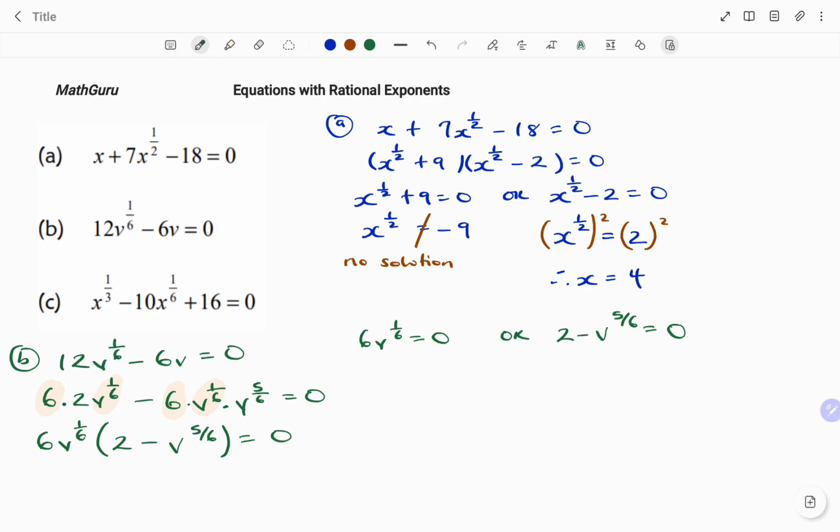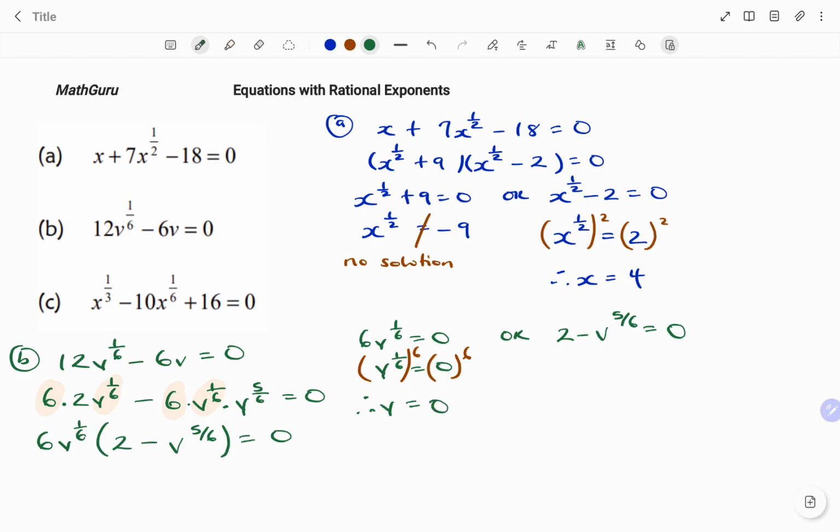For the left-hand side, I can only have v as 0. So I have v, dividing both sides by 6, v to the power of 1 over 6 equals 0. Therefore, the value of v, if I raise both sides to the power of 6 in order to cancel my 1 over 6 exponent, then I have therefore v equals 0.